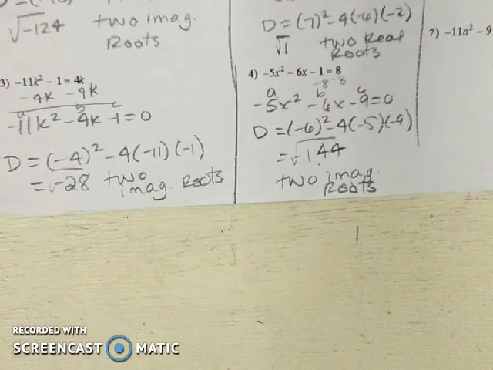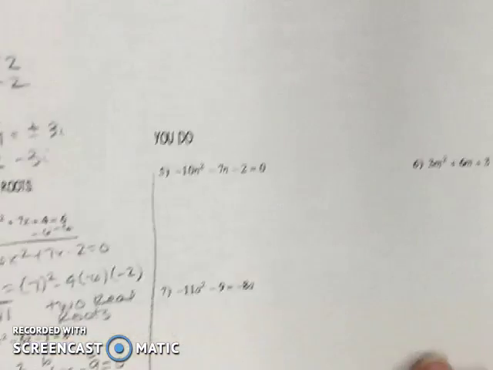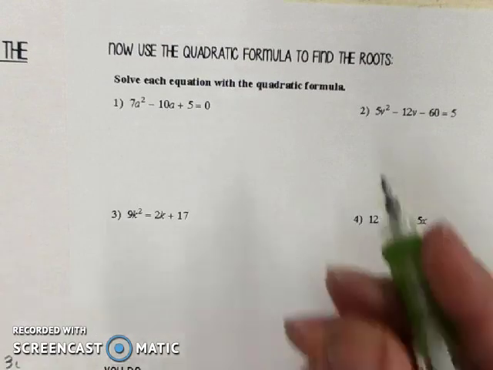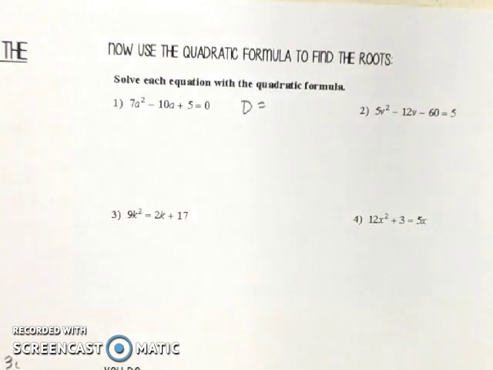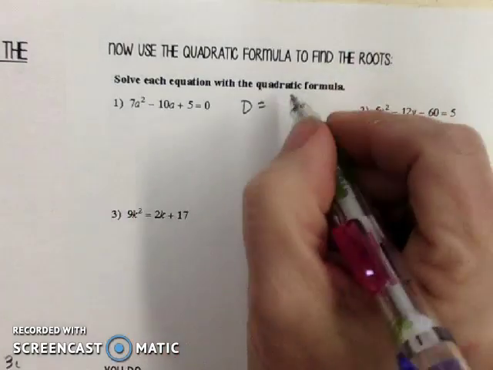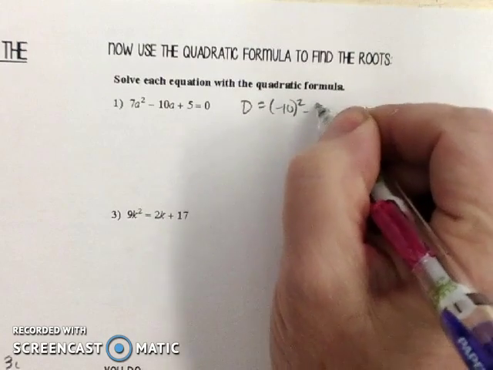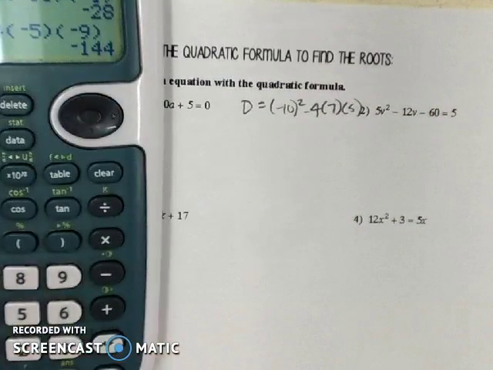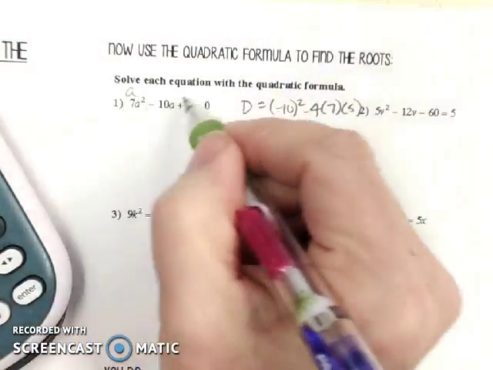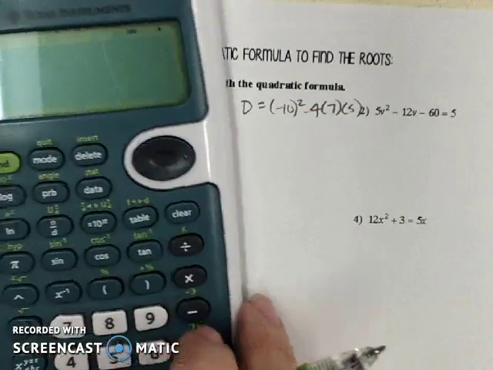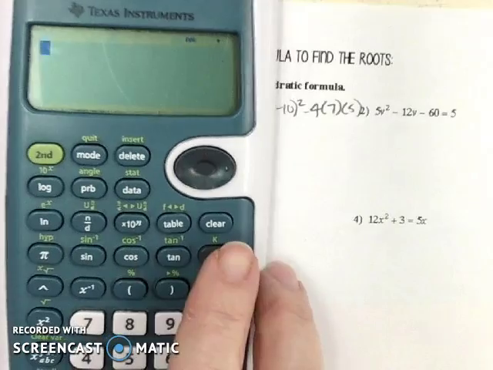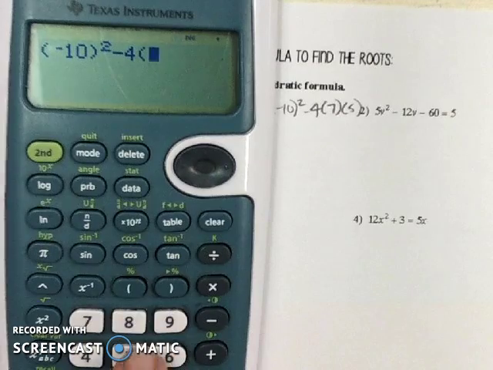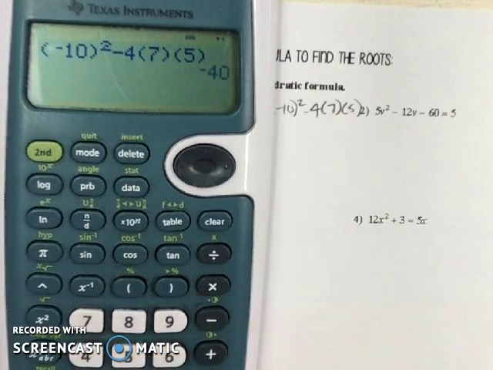So now let's put that quadratic formula to work, and hopefully I can do this quick enough to get through. Find that discriminant first, because I'm going to show you why I think it's easier. Your discriminant is b squared minus 4ac. Plug that in your calculator, and you know ahead of time what you're taking the square root of. So I've got negative 10 squared minus 4 times 7 times 5, and it gives me a negative 40.